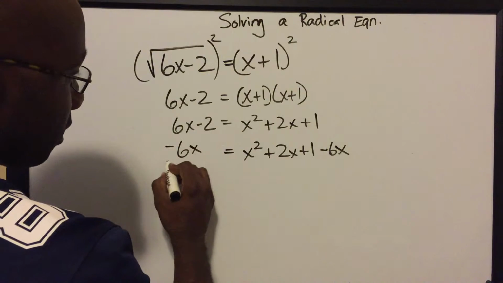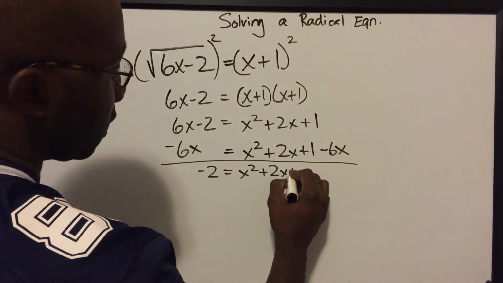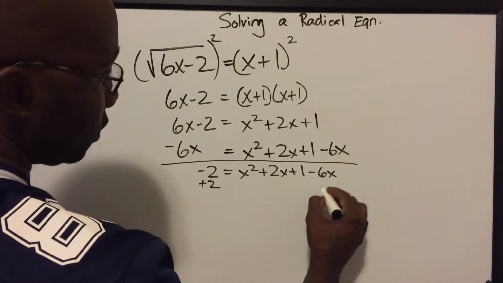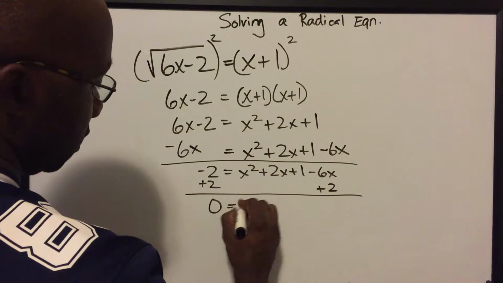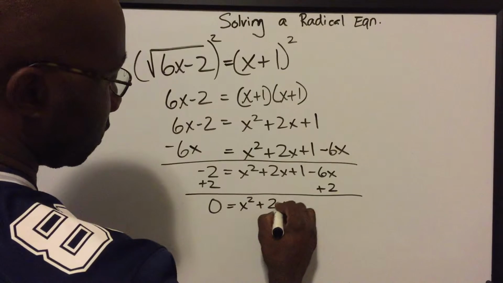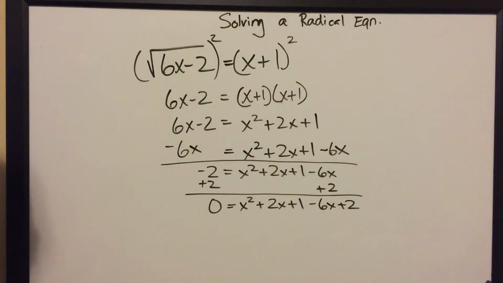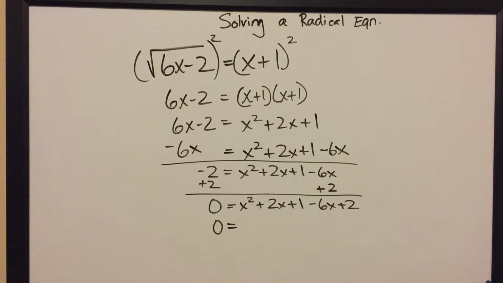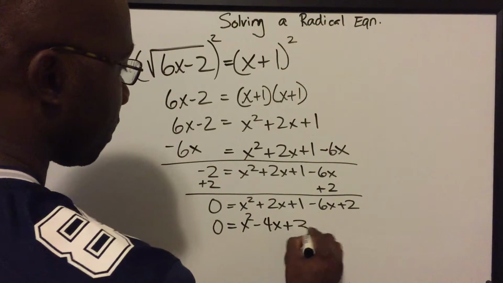Then I have minus 2 is equal to x squared plus 2x plus 1 minus 6x. Then I add 2 over here. So then I have 0 is equal to x squared plus 2x plus 1 minus 6x plus 2. I can combine my like terms. Then I will have 0 is equal to x squared minus 4x plus 3.